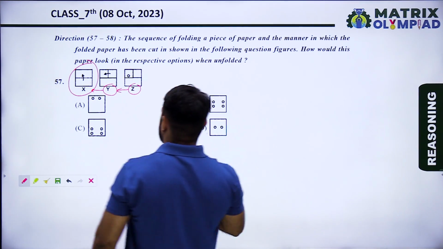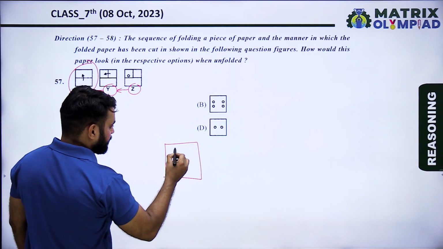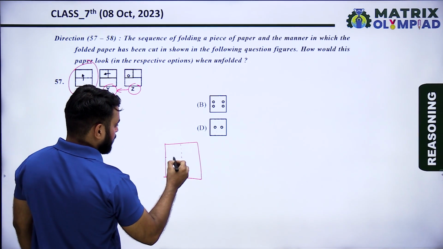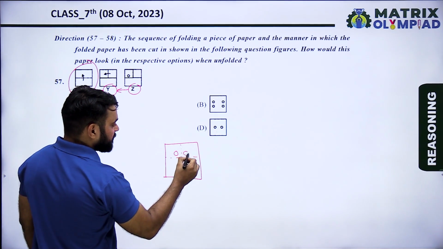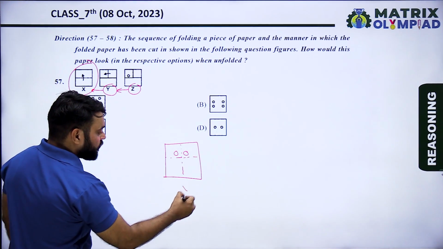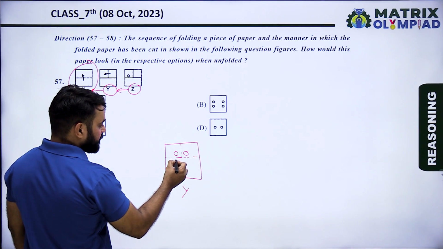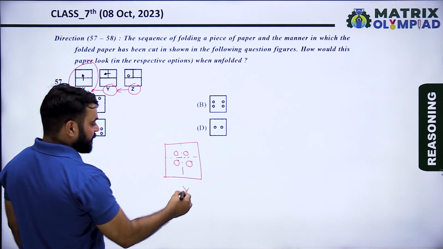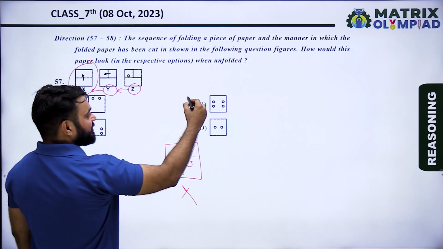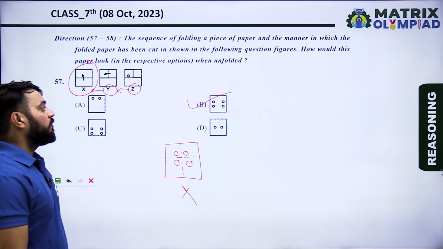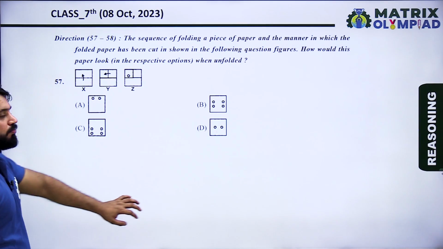Okay, so first find the mirror image of Z. The mirror image of Z looks like this. It represents Y. Okay, so find the mirror image of Y. It represents X. X means the unfolded paper. So the right answer is option B, because option B represents the unfolded paper. Okay, let's move on to the next question.